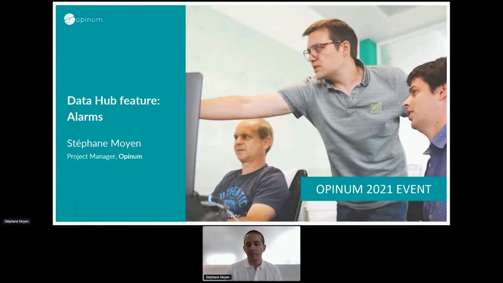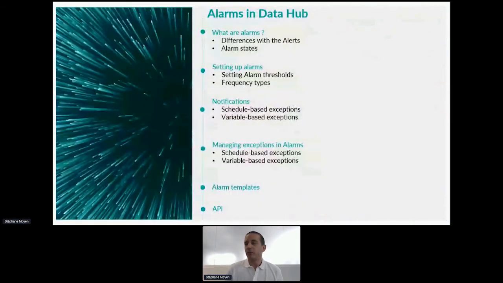So this session is going to be about the alarms. The agenda is going to be this one. First, we are going to define what the alarms are in Data Hub, then how we can set up the alarms, how you can choose the type of alarms and the types of settings that you need to put in motion to get that working in Data Hub, how to set up the notifications and what kind of notifications you can set up in Data Hub for the alarms.